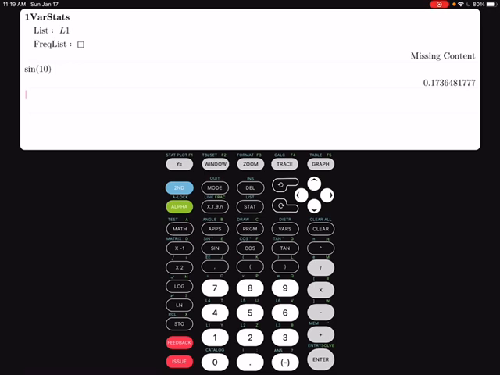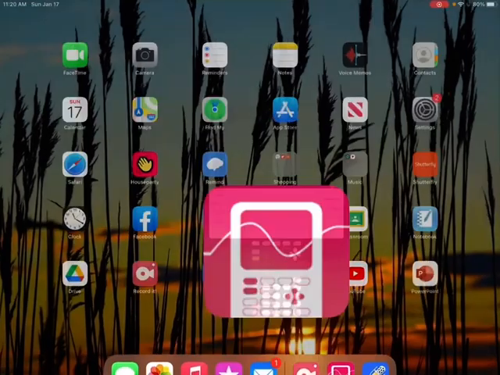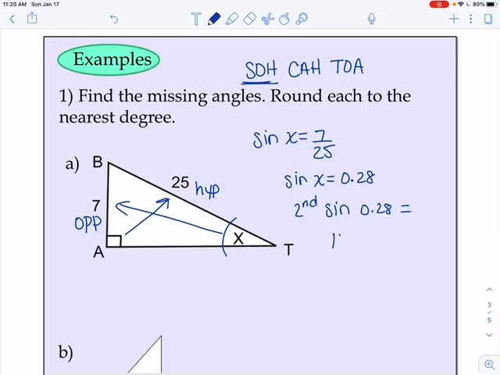Okay, so again, I did 7 divided by 25, and I got my answer of 0.28. Sine inverse is above the sine, so I'm going to hit second, sine inverse, and then type out that 0.28 and hit enter, and there I am. We want to round to the nearest degree, so that's the nearest whole number. In this case, that's going to be 16 degrees. So 16 is going to be my answer there. 16 degrees is the measure of that angle.